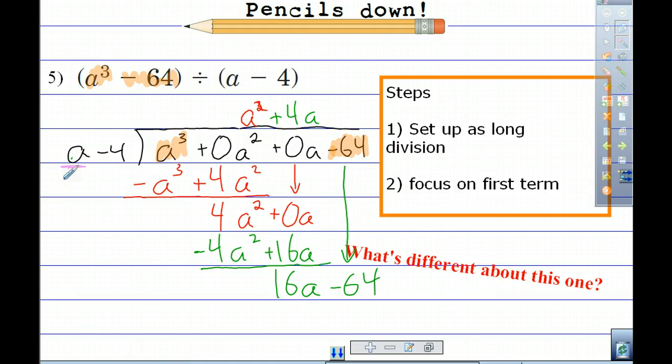So still stuck on this lead term, right? Focus on the first term only. A times what is 16a? 16. 16 times a, 16a. 16 times negative 4 is 64. Change those signs. Add that, and you got your 0.